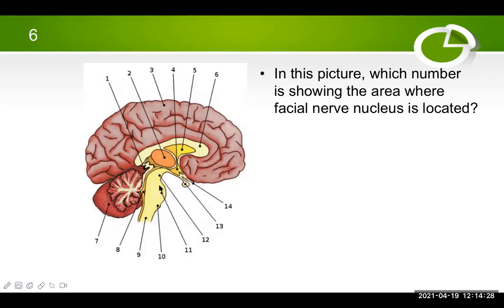So this area is pons. Absolutely correct. Number 12 is showing the midbrain. The facial nerve nucleus is not in the midbrain. And probably this is showing the upper part of the medulla. So the exact one is 11.